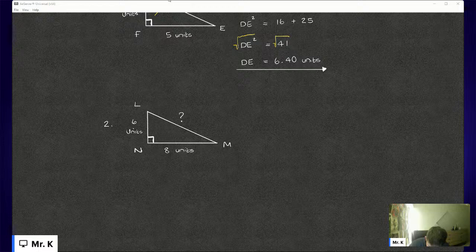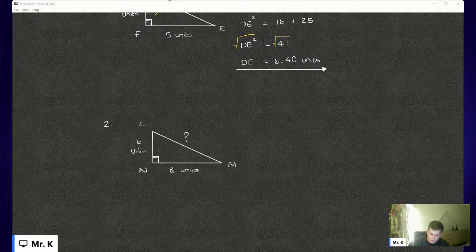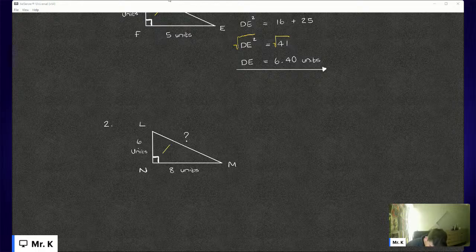So again, we run into another question where we are being asked to solve for the missing side of a triangle. Remember, the side opposite your right angle is called the hypotenuse, and it is the longest side of the triangle. It's always our starting point for our sort of theorem that we write down, right?